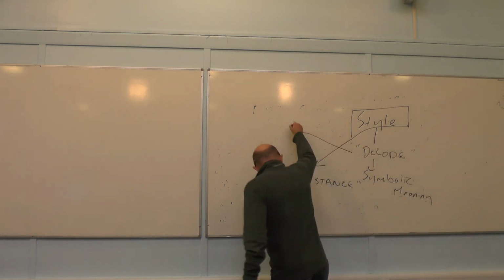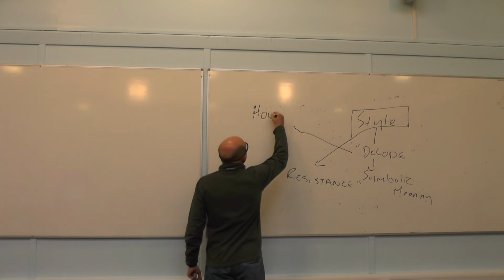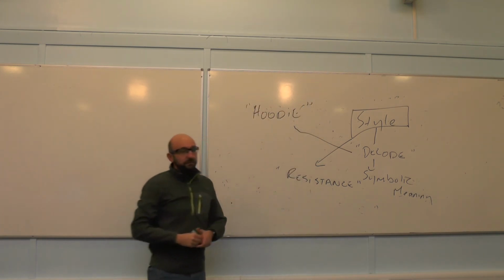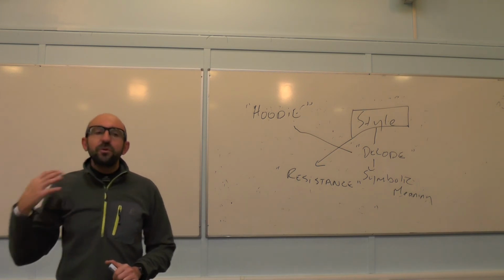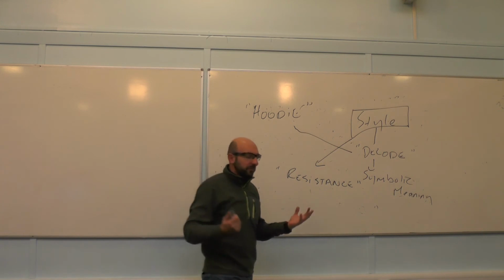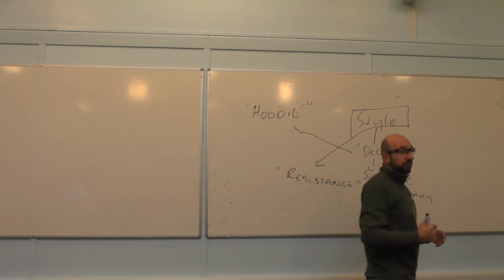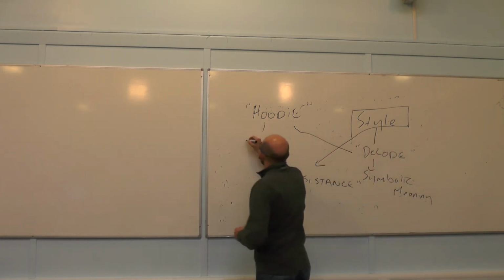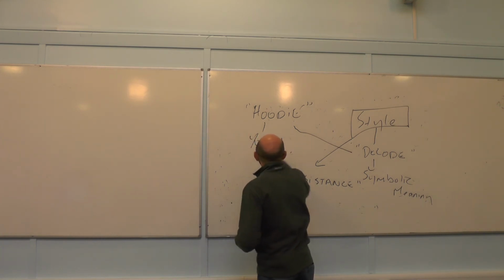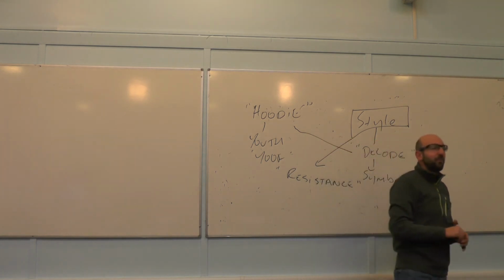Now, let's look at a contemporary example, the hoodie. What does the hoodie mean to you? What does it mean on a cultural level? What comes to mind? Youth. Youth. Good, brilliant. Youth. What else?